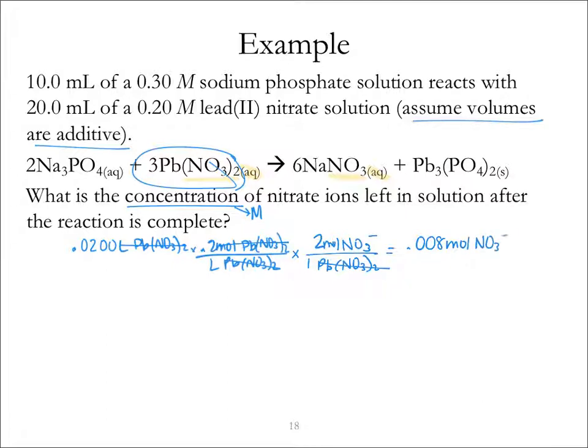Now the question's asking for the molarity or the concentration, so we need to divide by liters. Well, how many liters? The number of liters will be the sum of the two solutions once we add them together. So 30 milliliters, which is equal to 0.030 liters. So when we do that problem, we come up with 0.27 molar concentration. So that one's a little bit less work.